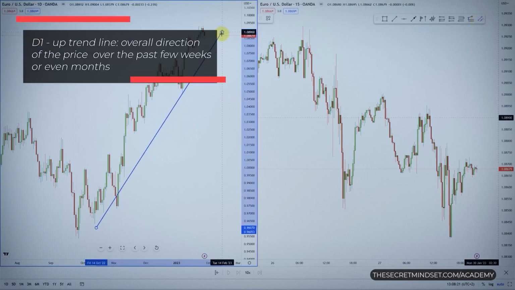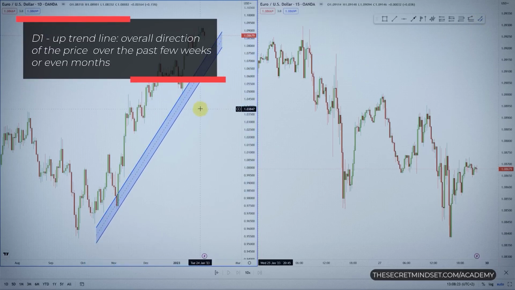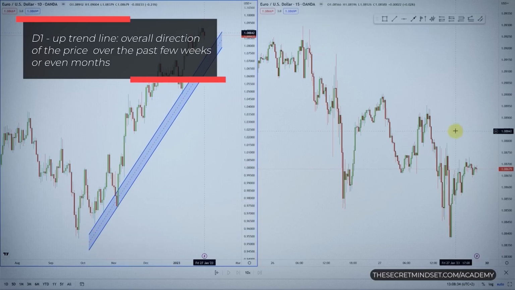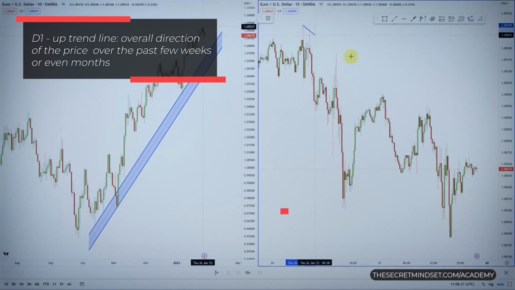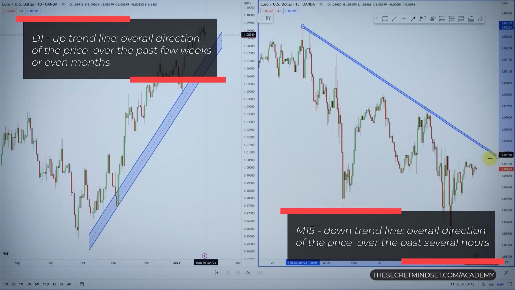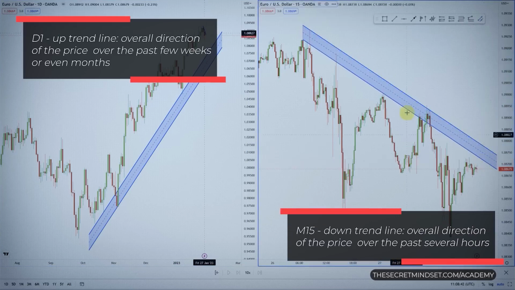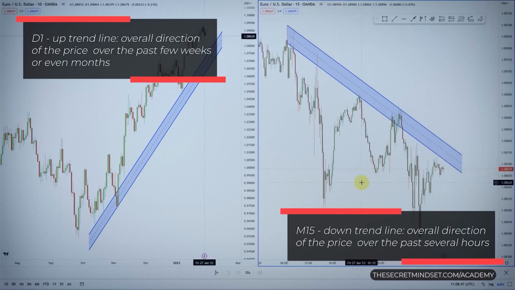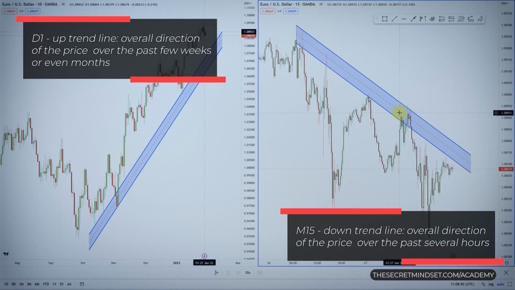For example, let's say we're looking at a chart and we've drawn a trend line on the daily time frame. This line represents the overall direction of the price over the past few weeks or even months. Now, if we switch to a lower time frame, like the 15-minute time frame, we may see that the price is also following an opposite trend line. But when you're looking at the 15-minute trend line, you're only seeing the price action over the past several hours. The trend line on this chart is more likely to be influenced by short-term factors.